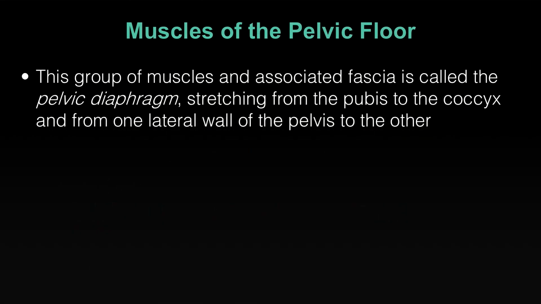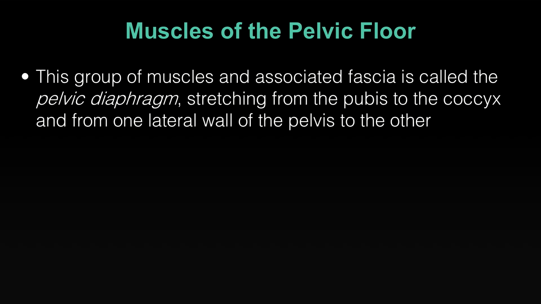The pelvic floor primarily is maintained by the pelvic diaphragm. There's some fascia that stretches across the inside of the pelvis as well, but across the outlet, the inferior aspect of the pelvis, is a floor of muscle that maintains the contents of the pelvic cavity.